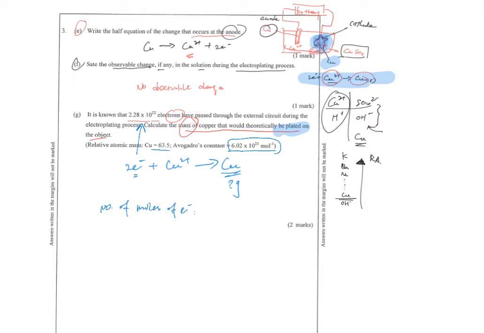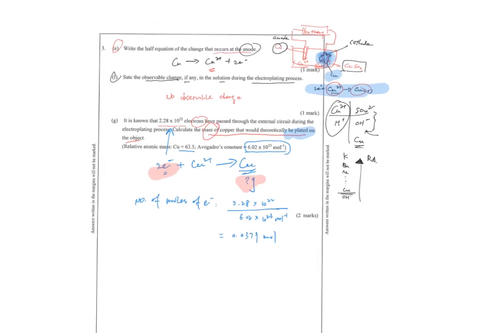The number of moles of electrons is the total number of electrons divided by the Avogadro constant, and we can check the unit. Mole⁻¹, so 1 over mole⁻¹ is equal to number of moles. The answer is 0.0379 mole. This question is actually related to reacting mass, chapter 12: by using the known number of moles, find the unknown number of moles, and after that you can find the mass of the unknown.